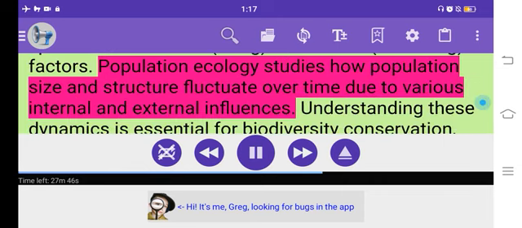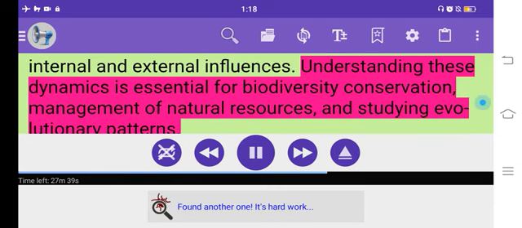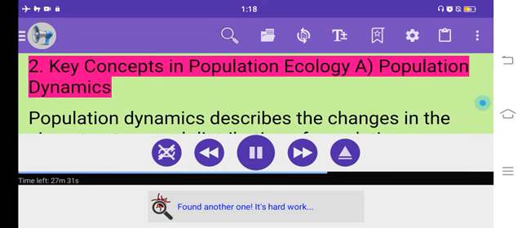Population ecology studies how population size and structure fluctuate over time due to various internal and external influences. Understanding these dynamics is essential for biodiversity conservation, management of natural resources, and studying evolutionary patterns. 2. Key concepts in population ecology.